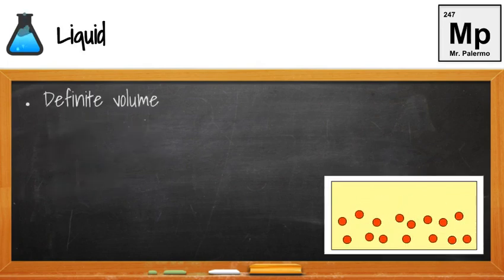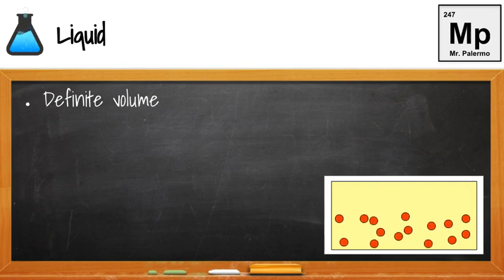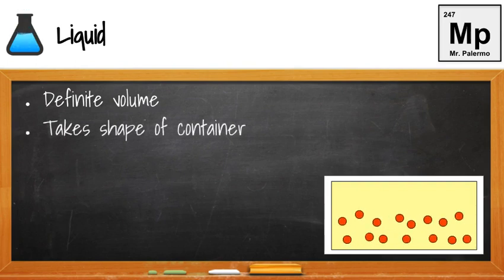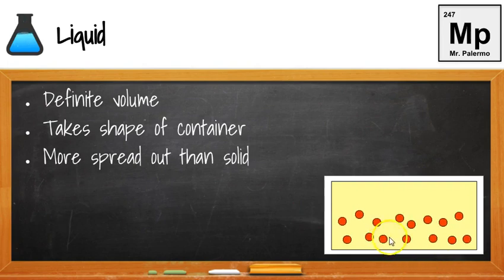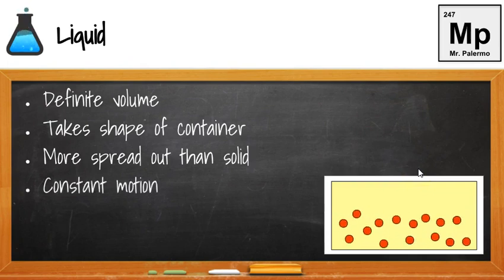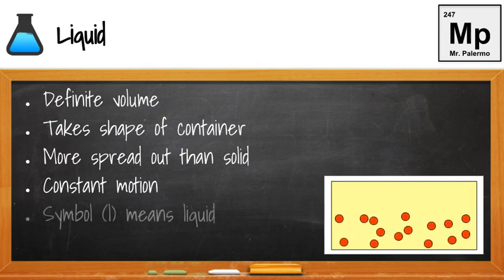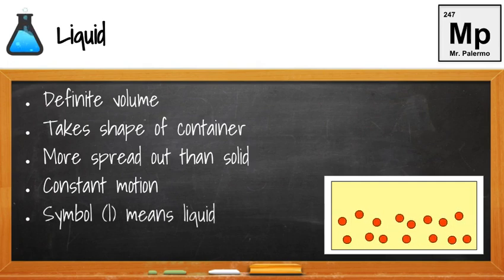Liquids have a definite volume, just like solids, but they take the shape of a container. So whatever shape the container is, that's what shape they're going to take. Notice that the liquids are more spread out than the solid, and the particles are moving more. They're in constant motion, sliding past each other, and that's why liquids are fluid. And we identify liquids using the symbol L in parentheses.